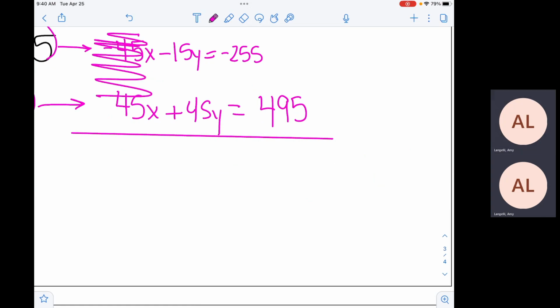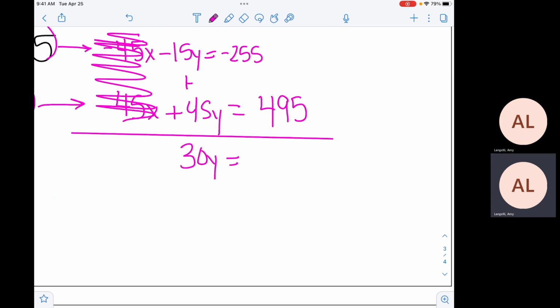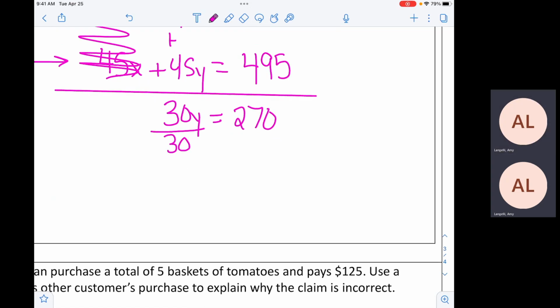Good. What do the y's make? 30y. Okay. What about the constants? Good. I was getting worried that I had done a bad thing, but no, this is good. Now what? Good. What's y? Okay. That's good, but that's not done.